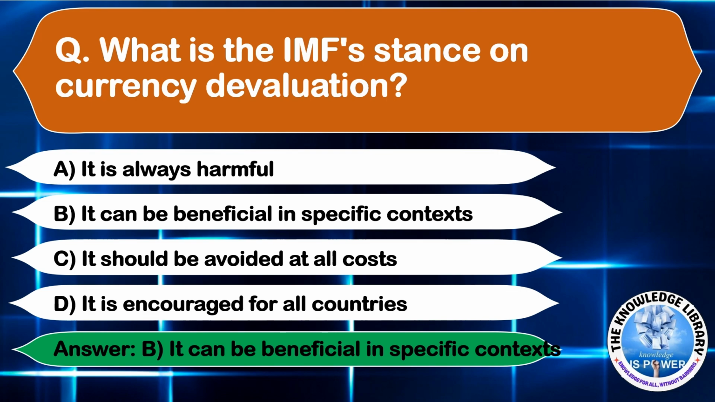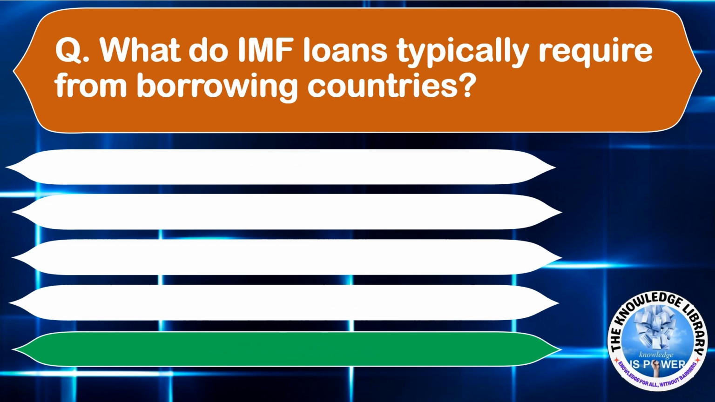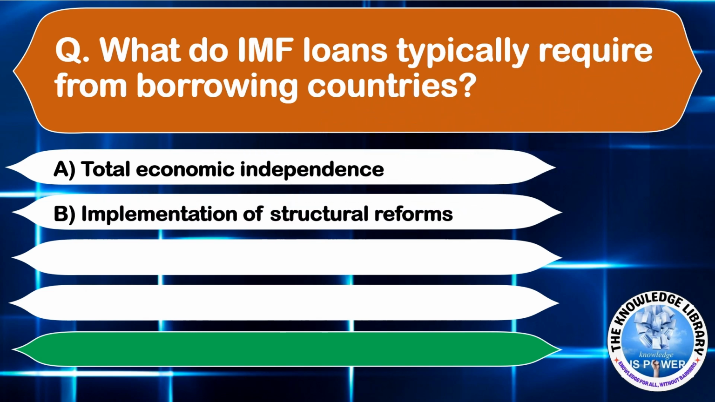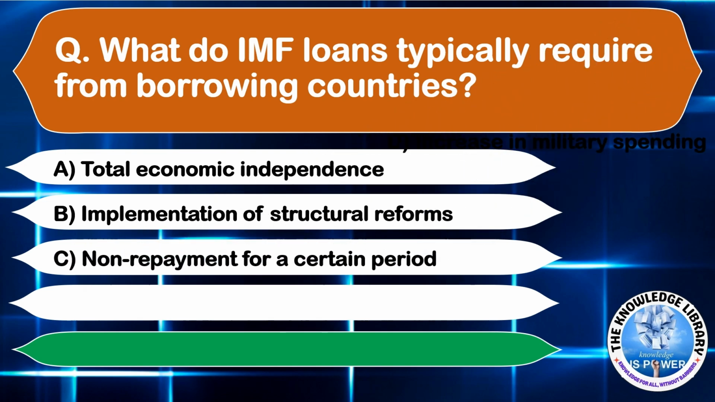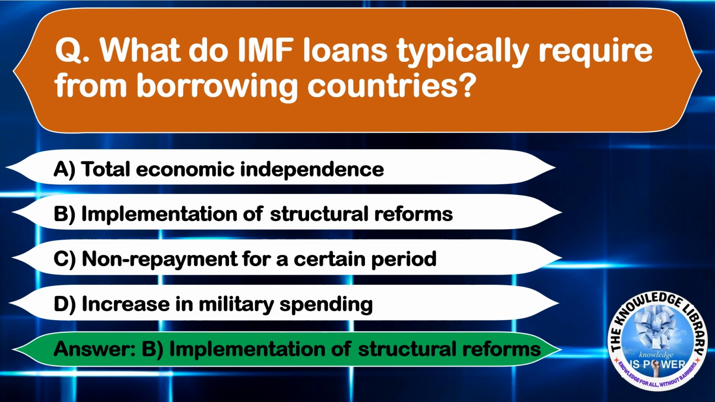Next question is, what do IMF loans typically require from borrowing countries? Option A, total economic independence. Option B, implementation of structural reforms. Option C, non-repayment for a certain period. Option D, increase in military spending. Answer is option B, implementation of structural reforms.